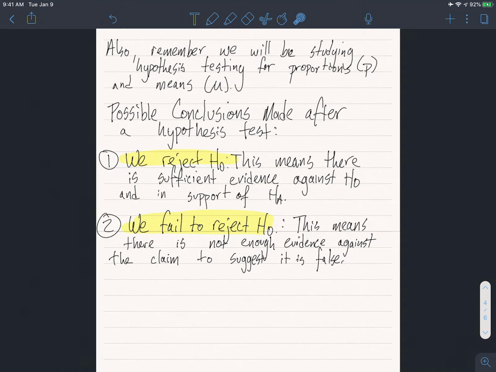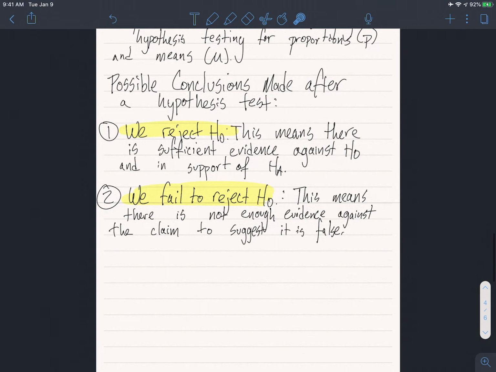When you go to court for a crime, you're either found guilty or not guilty. It's not you're found guilty or innocent. Same thing in statistics. We either are rejecting the null or we are failing to reject the null. We never want to say we're accepting it. And here's the reason why.